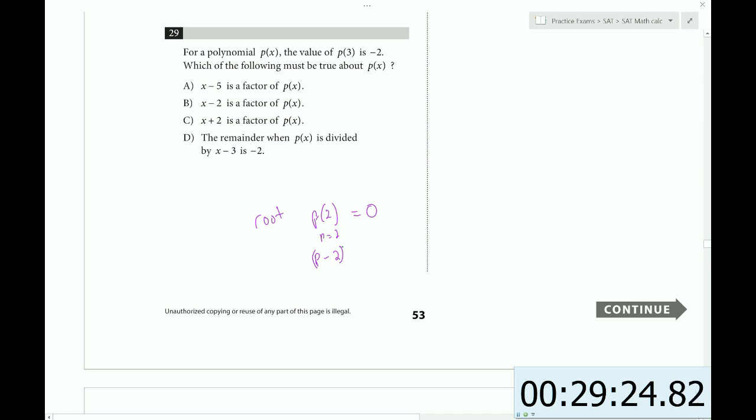So instead of p of 3 equaling 0, here it equals -2. So that means that if I had x minus 3, which would be the corresponding factor to that root, it would not actually work as a divisor. But in fact, it would give us a remainder of -2.